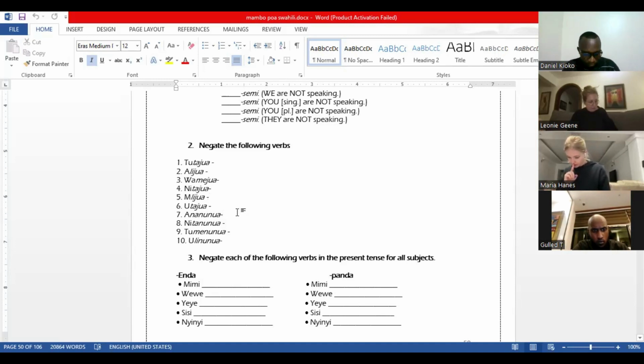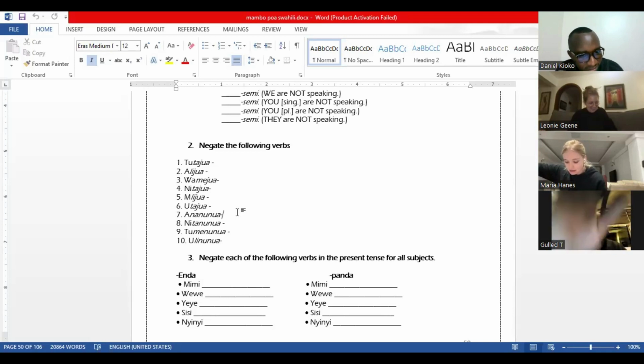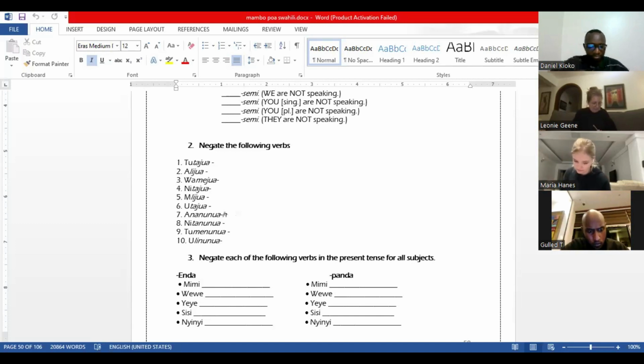And then we have ananunua, which will become hanunui. Samahani, rudia tena. It will become hanunui. Like this. I've typed on the screen. Hanunui. Yeah.